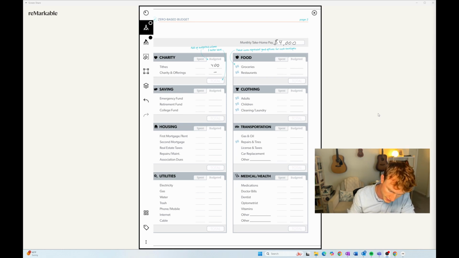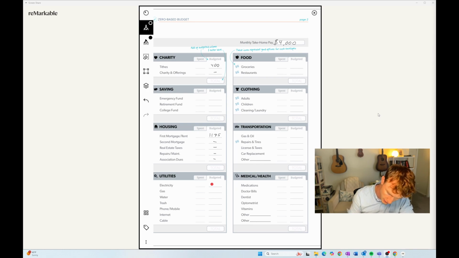We go down to housing. We have rent, which is $1,175 with some utilities wrapped up in that. Real estate tax is nothing. Second mortgage is nothing. Repairs and maintenance, nothing. Association dues, nothing. Without being in an actual house, a lot of those things don't apply.